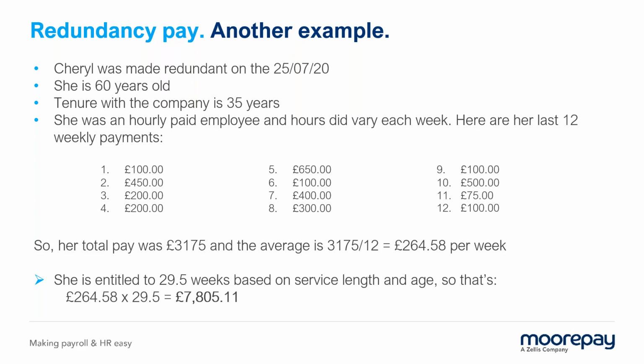So looking at those 12 weeks below, her total pay was £3,175. So we've calculated an average here of £264.58 a week. She's entitled to 29.5 weeks based on her length of service and her age. So we've calculated the statutory redundancy pay due here as a total of £7,805.11.